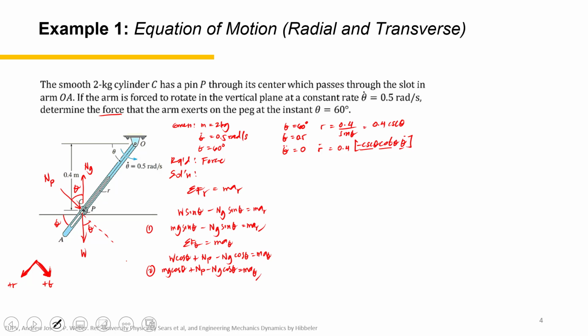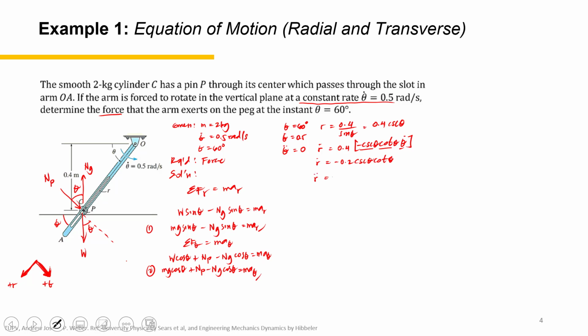rotation, the angular speed. So since that is constant, you can just simplify the equation. That will be 0.5 times 0.4 is negative 0.2 cosecant theta cotangent theta. And last, for the r double dot, we need that one.